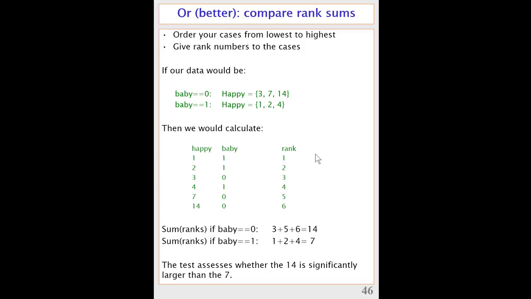So what I do here is for baby equal to 0, I see that the ranks are 3, 5, and 6, adding up to 14. And for baby equal to 1, I see that the ranks are 1, 2, and 4, adding up to 7.